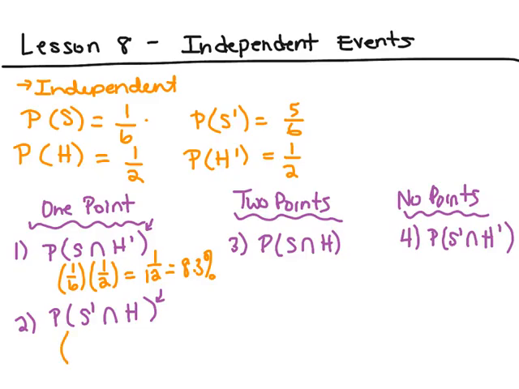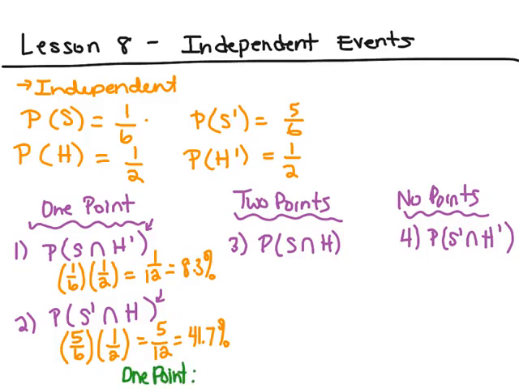You can also do this backwards. The probability of not getting a 6 is 5 over 6. The probability of getting a head is 1 over 2. This is the same as 5 over 12, which is 41.7%. So altogether, to get 1 point, you could do 41.7 plus 8.3, which is 50%. So you have a 50% chance of getting 1 point.